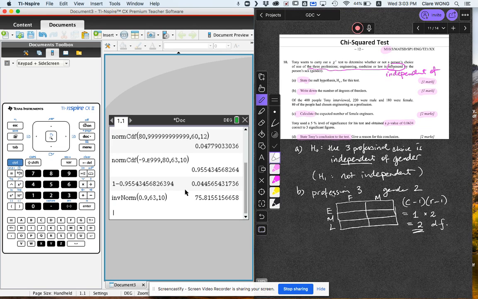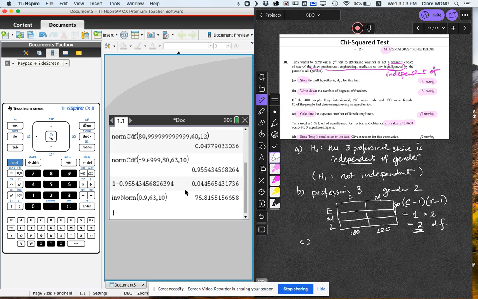Of the 400 people Tony interviewed, 220 were male and 180 were female. 80 of the people had chosen engineering as a profession. So now calculate the expected number of female engineers. Part C. Since we already have the table, we can just fill it out. Total number of female is 180, total number of male is 220, then the total number of engineers is 80.